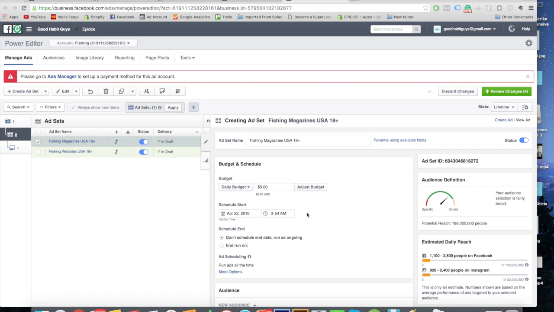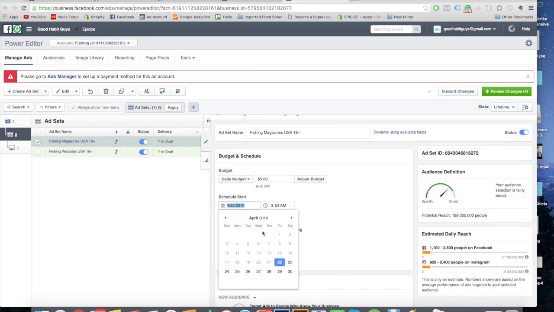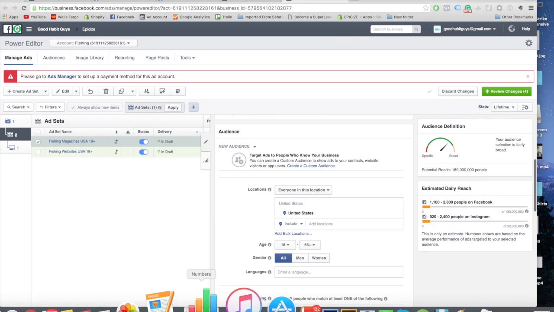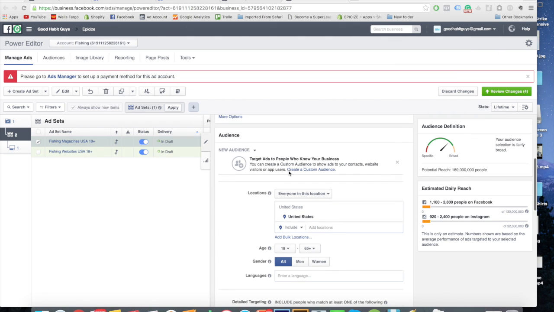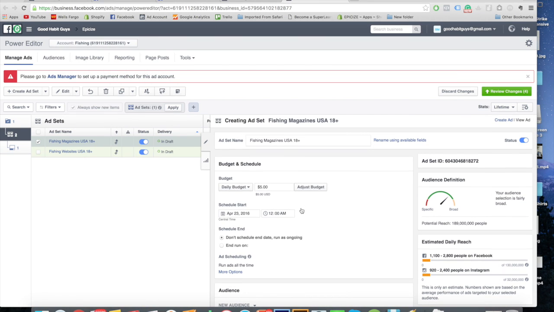$5. Again, tomorrow, 12 a.m. And then I put here magazines, and then stores, and then persons, and then buyers, okay? $5 on each. That's it.